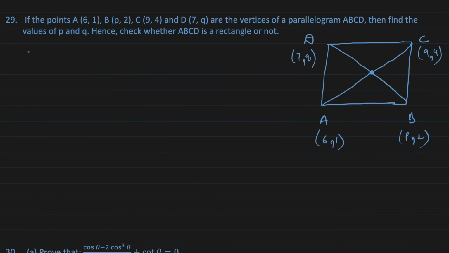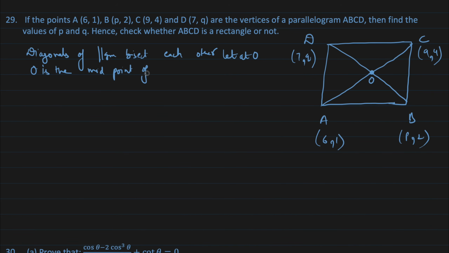bisect each other. Yeah, so you have to write this line here. Diagonals of parallelogram bisect each other. Okay, fine. Let the intersection point be O over here. So O is the midpoint of both AC and BD, right?